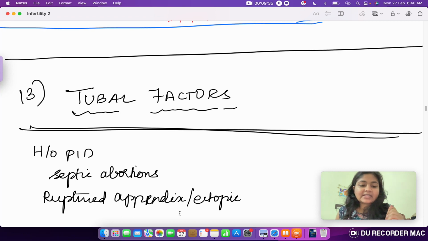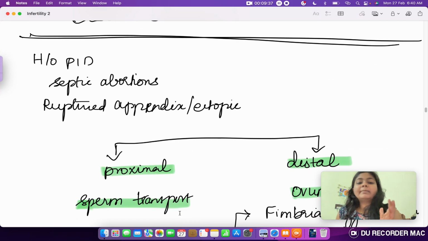So then next factor is a tubal factor. Patient with a history of previous ectopic pregnancy, ruptured appendix, septic abortions, pelvic inflammatory disease, all they have distorted tube pathology, so they will result in tubal infertility. So it can be just anatomically divided into proximal or distal.